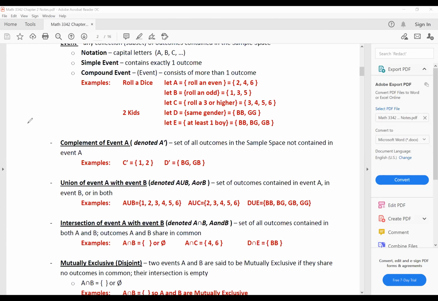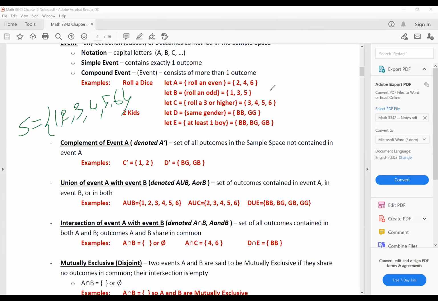So for example, if we consider rolling a dice, 1, 2, 3, 4, 5, 6. So this is our sample space. So here event A contains 2, 4, 6.